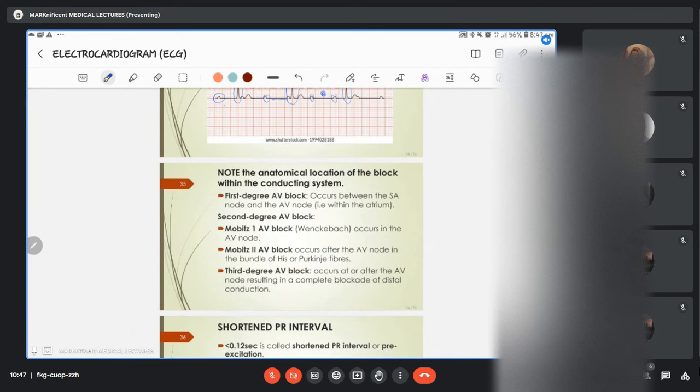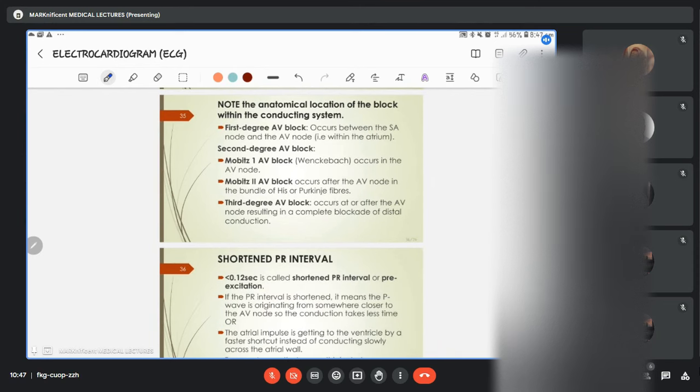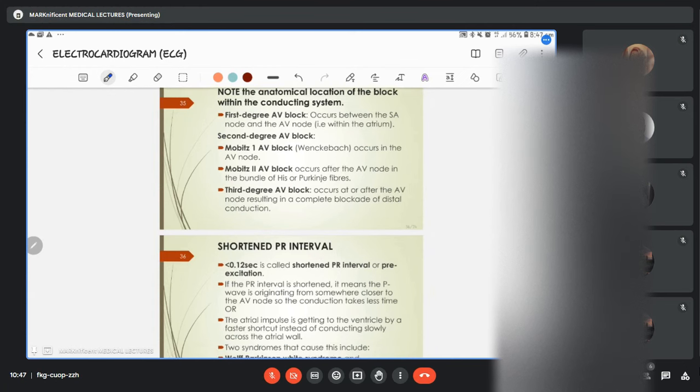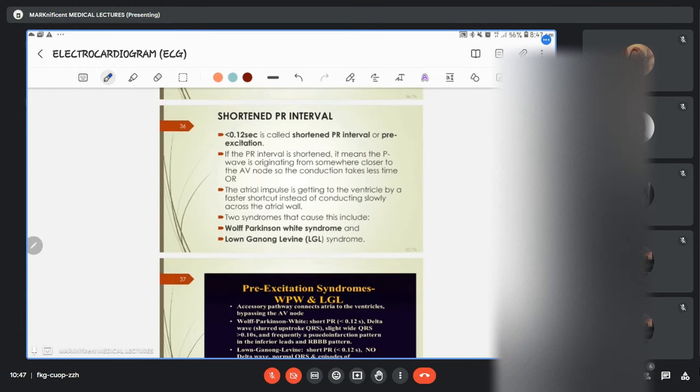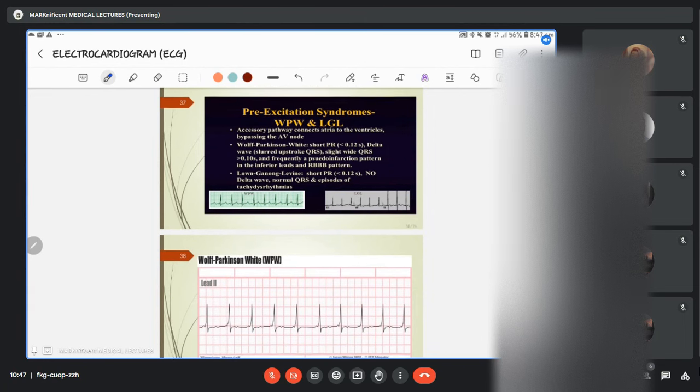So all what I've said, these are the explanations, of course. Look, that's what I said. In Mobitz type 2, the block occurs after the AV node, in the bundle of His or Purkinje fibers. So basically that is it about the ECG. The other things are just added notes. I'm just adding it for the sake of knowledge and information.